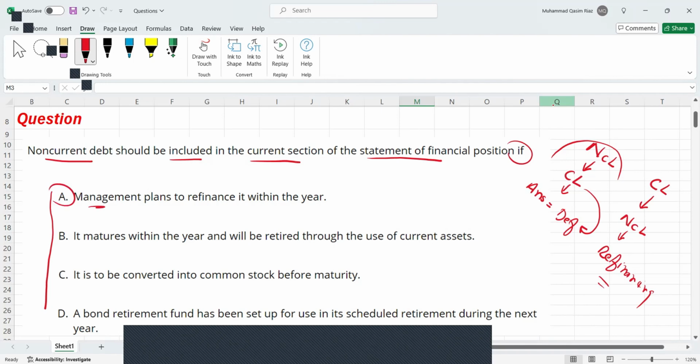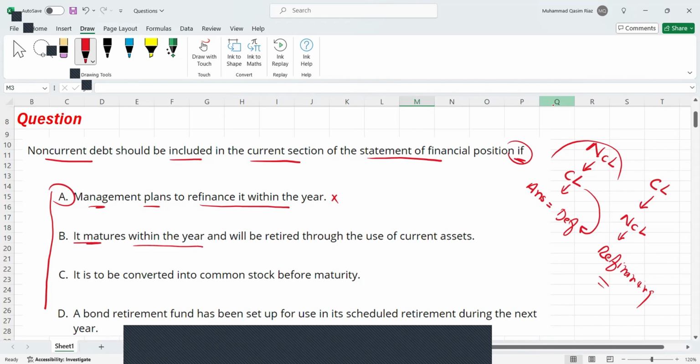Option A, management plans to refinance it within the year. Actually this option is for a refinancing question, another question, but this is not the definition of current liability, so this is not the answer.